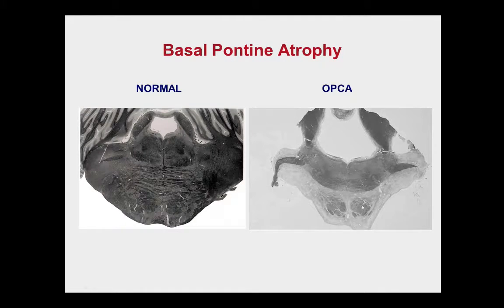Some patients have severe atrophy of the pons. Here we can see the normal appearance of the pons. This is a myelin stain. And this is a patient with severe olivopontocerebellar degeneration. The only fibers going through here are the descending motor fibers.